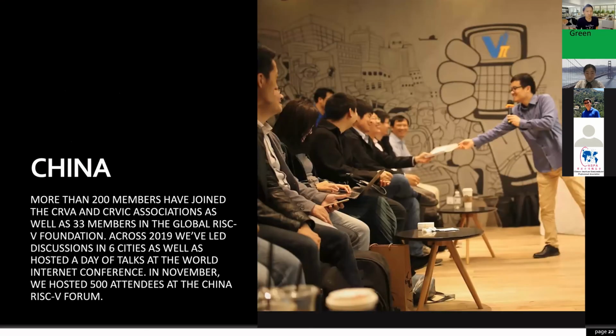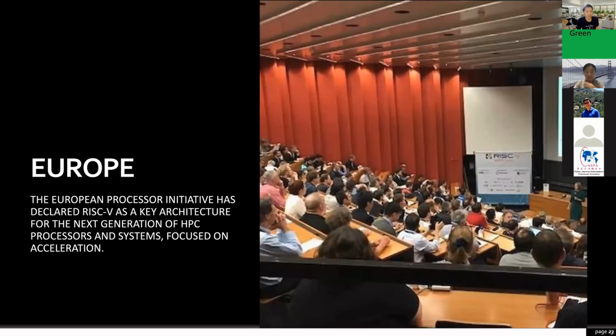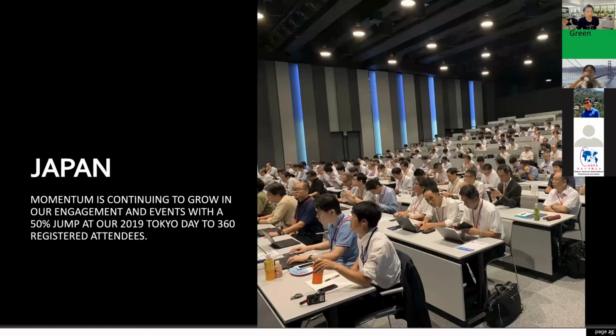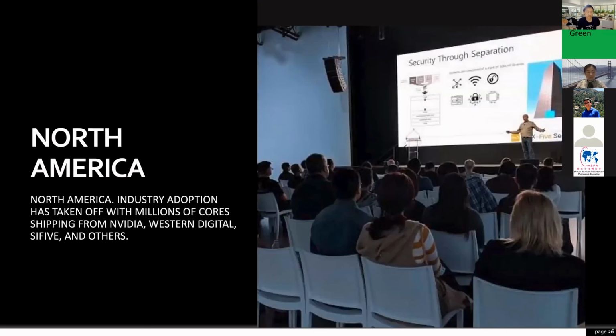Now we have members all around the world. In China, a big contingent. In Europe, the European Union is funding projects around RISC-V now. In India, India was actually the first country to say RISC-V is their national instruction set. So a lot of government projects are funded for RISC-V. Japan, we've had growing interest. Also here in North America, a lot of interest. NVIDIA, all NVIDIA GPUs now ship with RISC-V cores on them. Western Digital has said all of their chips are going to move to RISC-V. And so wide adoption in North America as well.